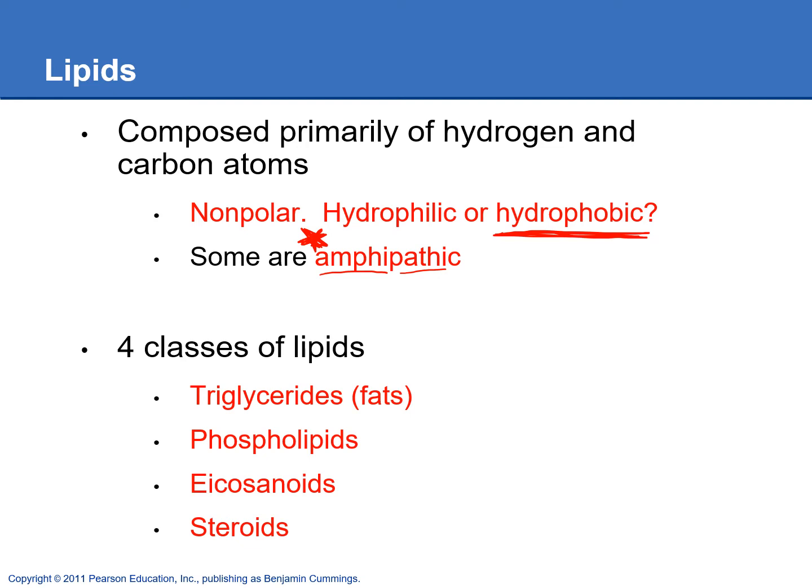Okay, so there are four different classes of lipids that are important in the human body. We've got triglycerides, also called fats, phospholipids, eicosanoids, which are probably new to you, and then also steroids.